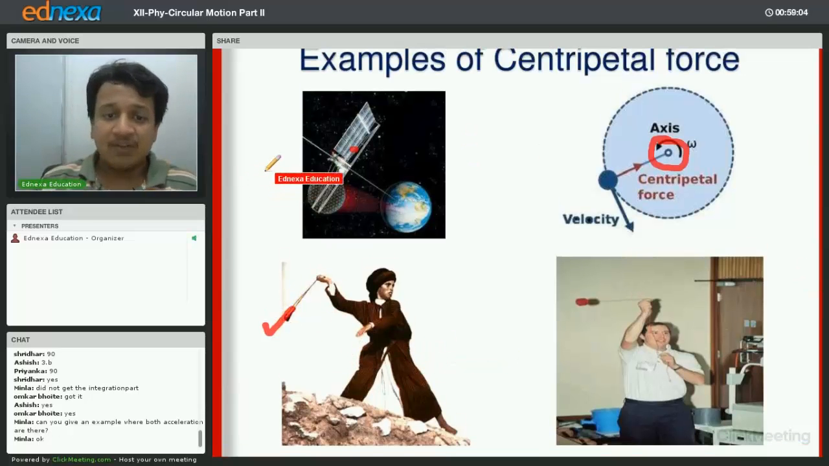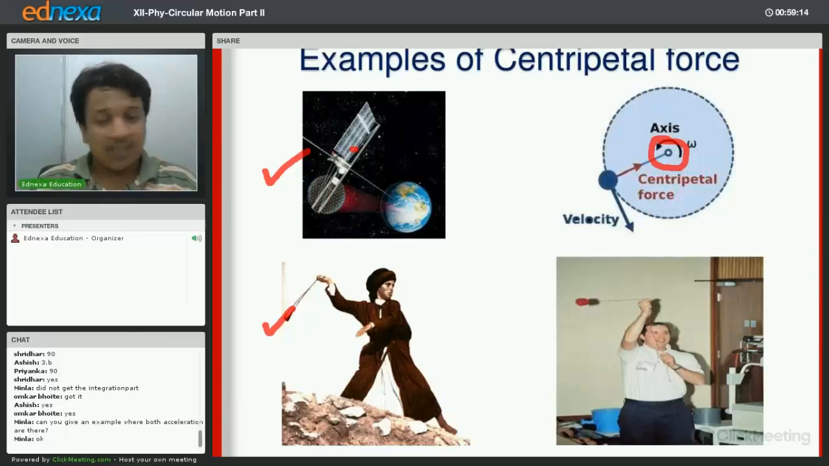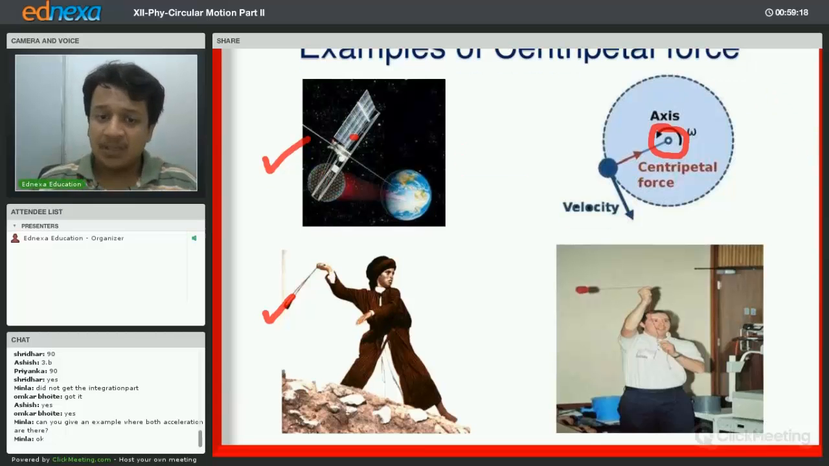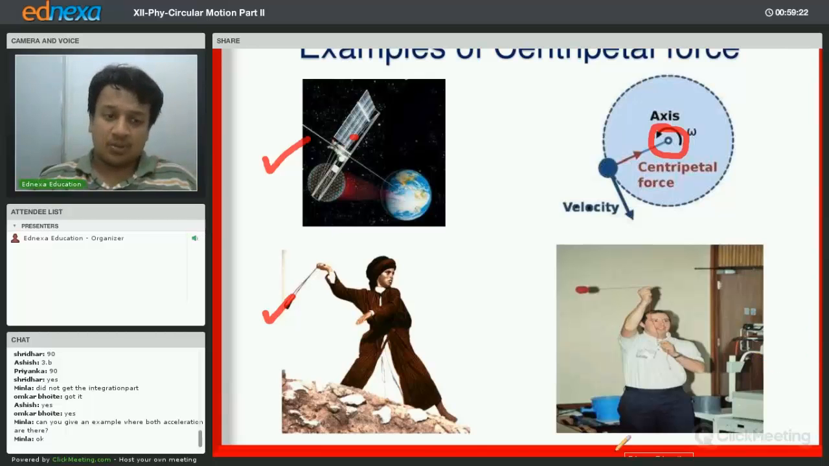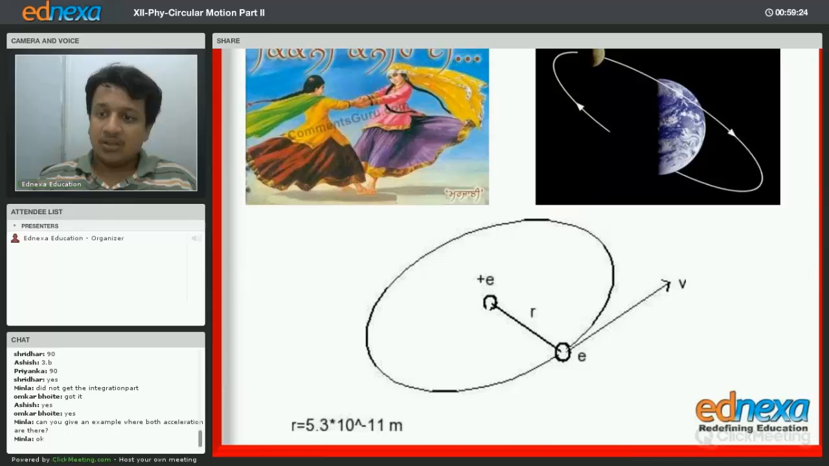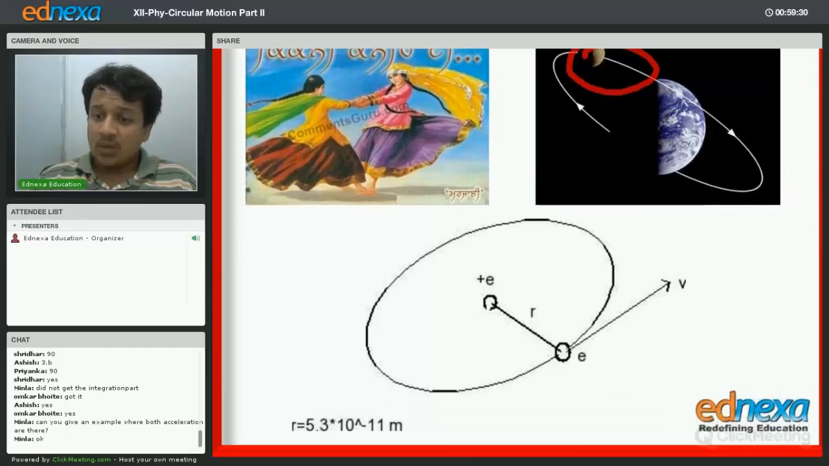In the first example, which thing will act as a centripetal force? In the first example, gravitational force will act as a centripetal force. In the second example, tension is responsible for centripetal force. Next, over here again gravitational force.